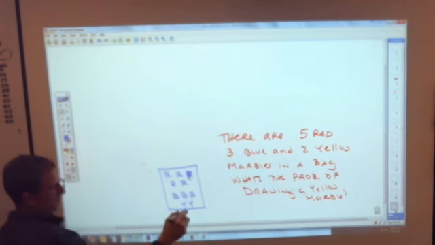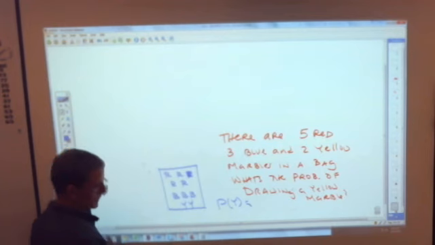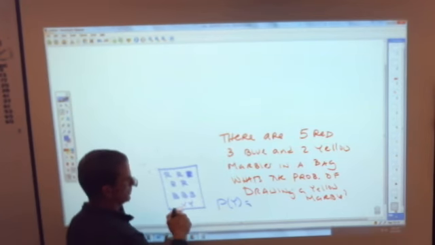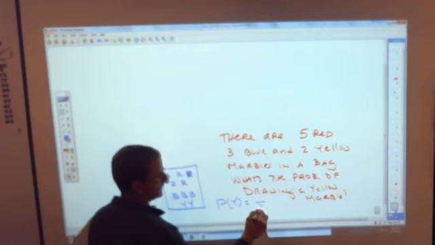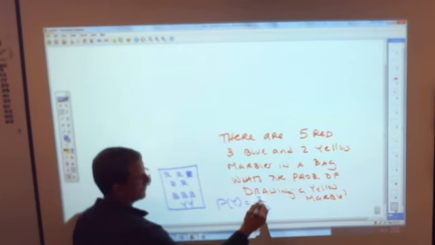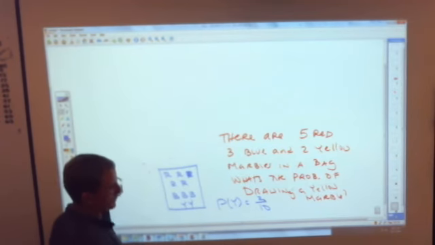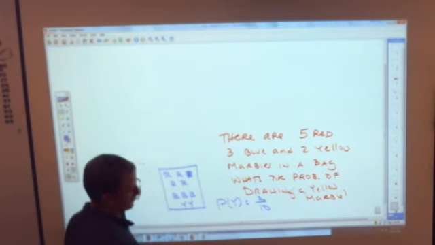I'd like to see that, and then you can just write down the probability of a yellow would equal, how many total marbles are in the bag? 10. And how many of those 10 are yellow marbles? 2. So my probability is 2/10. Again, it would be unlikely that you would draw the yellow, but maybe.